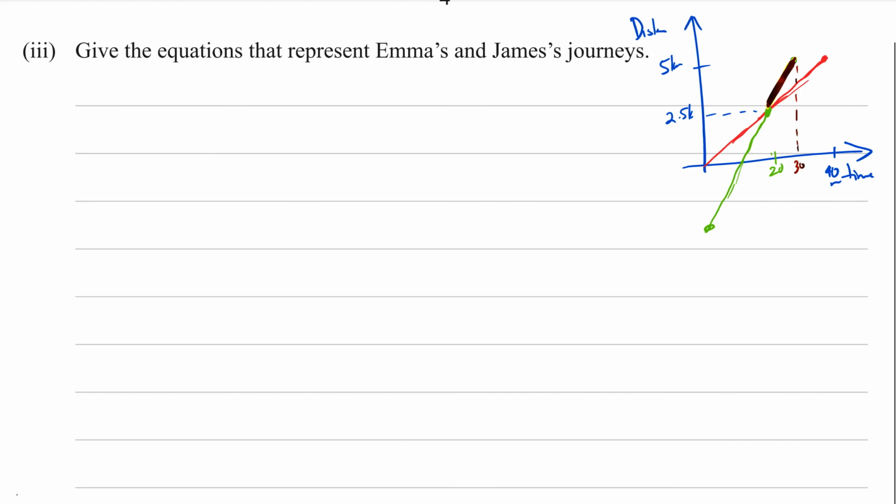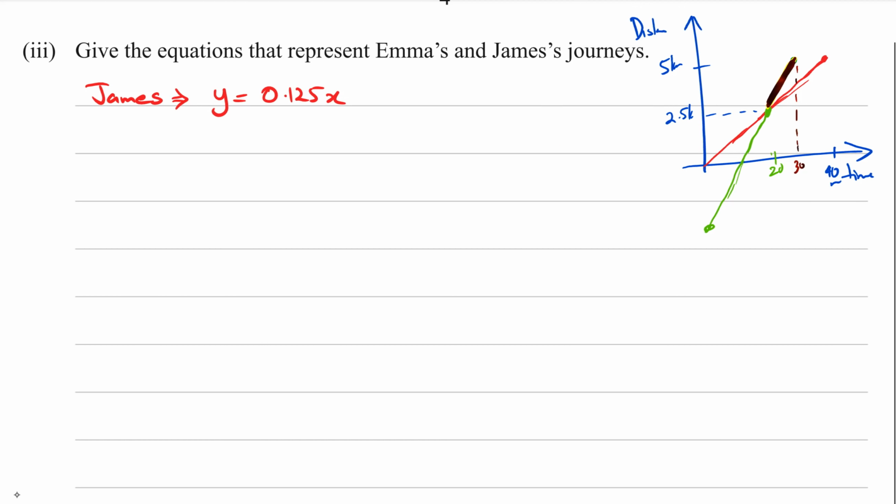Okay, guys, so for part 3 here, we've got to actually work out what the equations for all of these graphs are. So first, I'm going to get James's equation. James's equation is fairly easy because we can say y is equal to 0.125, because that was the speed, multiplied by x.